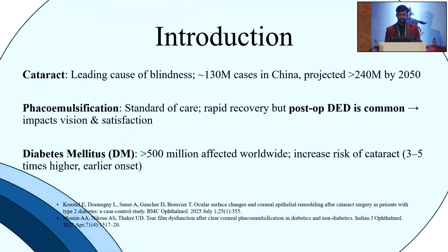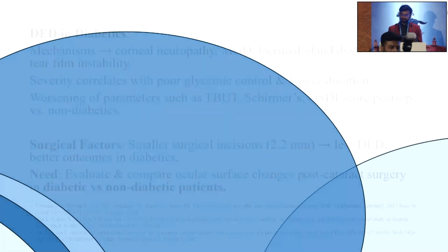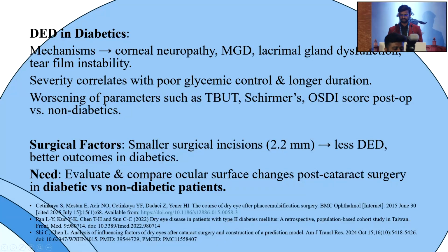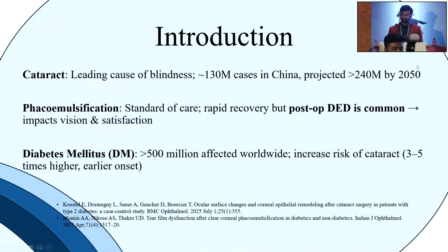So, let me set the context. Cataracts remain the leading cause of treatable blindness globally, with approximately 130 million cases in China alone, projected to exceed 240 million by 2050. While phacoemulsification has become a standard of care with excellent visual outcome, post-operative dry eye disease has significant impact on patient day-to-day life as well as visual outcome.